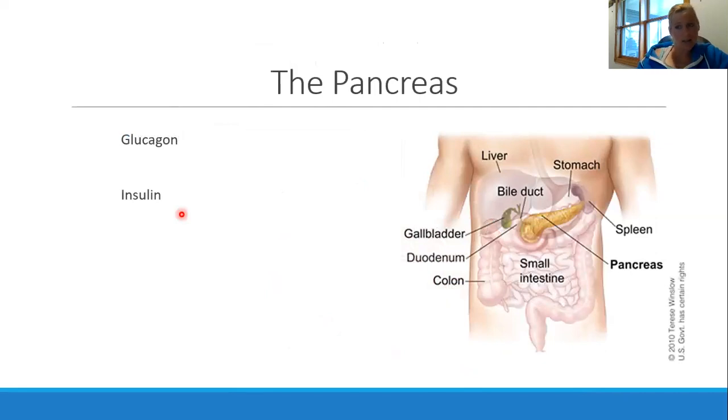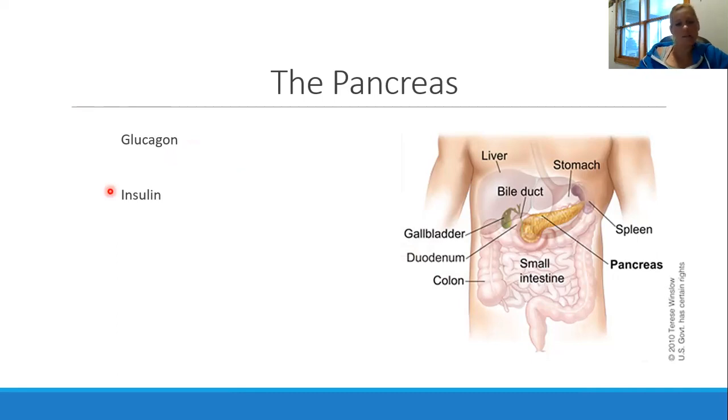Okay, the pancreas has two things going on here. We have glucagon and insulin, and these are going to have an effect on our blood glucose levels. So glucagon is secreted by the alpha cells within the pancreas, and this is going to signal the liver to release glucose from glycogen stores and therefore increase blood glucose levels. So glucagon is released between your meals basically, so that you can maintain blood glucose levels.